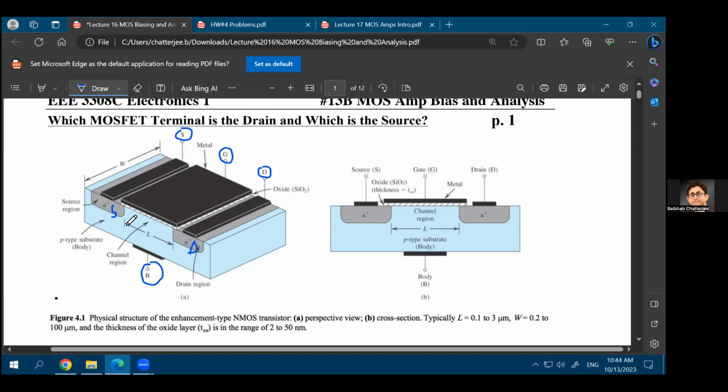This here is the channel where the length L is indicated. That is the length of the channel. This is the width of the channel. So eventually, when you are designing a particular circuit, you'll be asked to find out what is the W over L ratio, or what is the aspect ratio of the MOSFET. That's basically what is meant by designing a circuit using MOSFETs, that you eventually need to find out what is the W over L ratio, or the aspect ratio of the device.